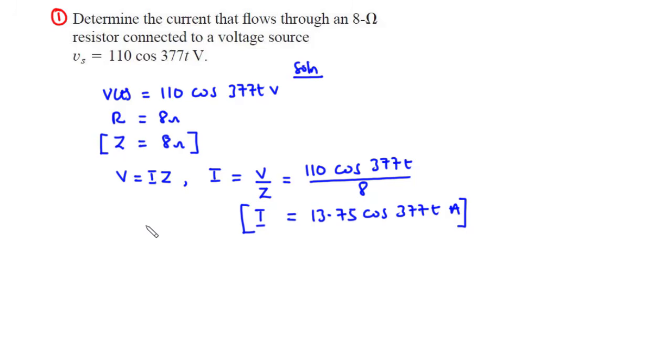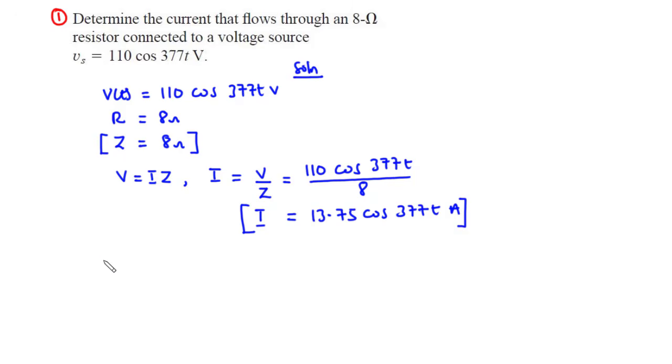Now in the previous lesson on phases, we saw that a sinusoidal voltage or current can either be expressed in the sine form or in the cosine form. Now for this question, we had the voltage in the cosine form. Now you can also choose to convert this signal from the cosine form to the sine form and then work with that. So let's look at how we can do that.